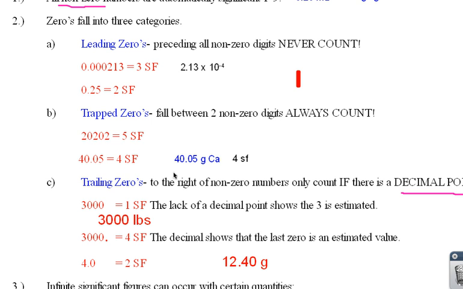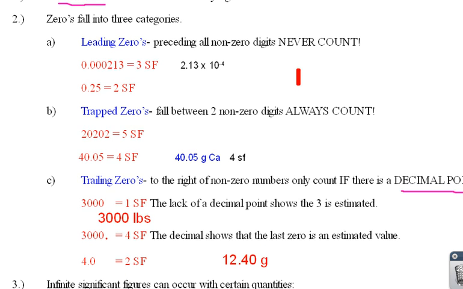We're most likely going to see trapped zeros in this class when we have a measurement on an electronic balance. Say something is 40.05 grams of calcium. Well, we know the well-known values are 4, 0, and this 0, and the 5 is the estimate. So there we have four significant figures.